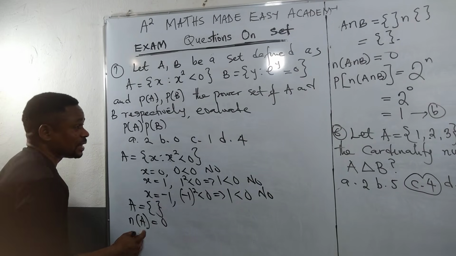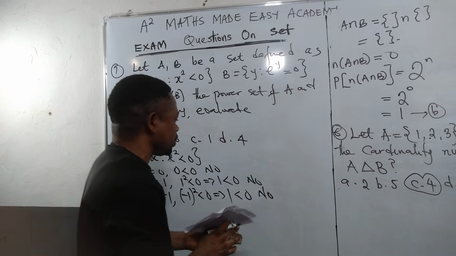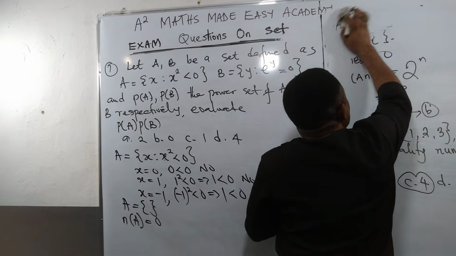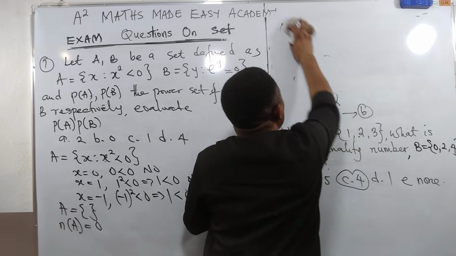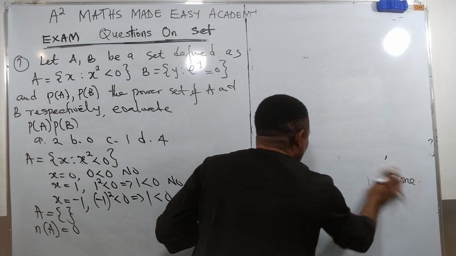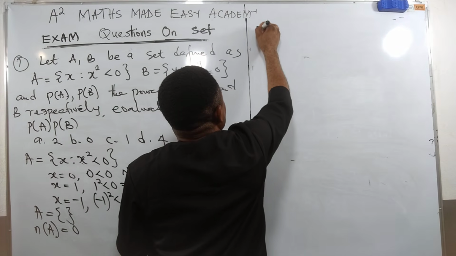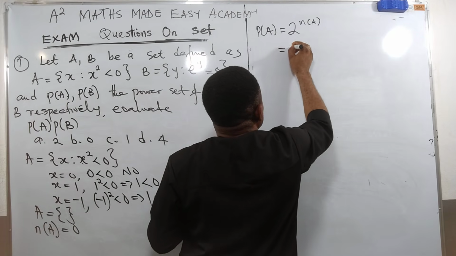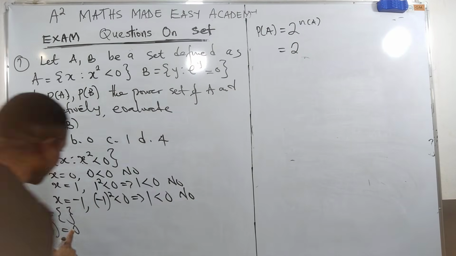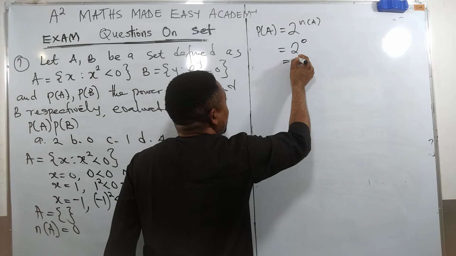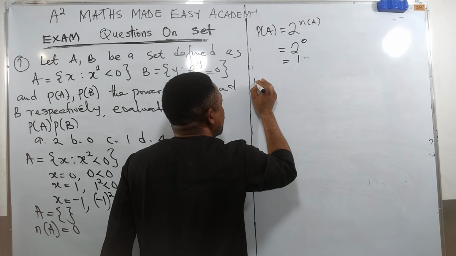Having known the cardinality, what is the next thing? Now watch this. Hope you are following. The next is to find the power set of that. Are you with me now? How do I generate the power set of A? The power set of A should be 2 raised to power n(A). This is 2, right? And n(A) is already solved. The answer is 0. So I will introduce 0 here. 2 raised to power 0 is 1. We now move over to set B.